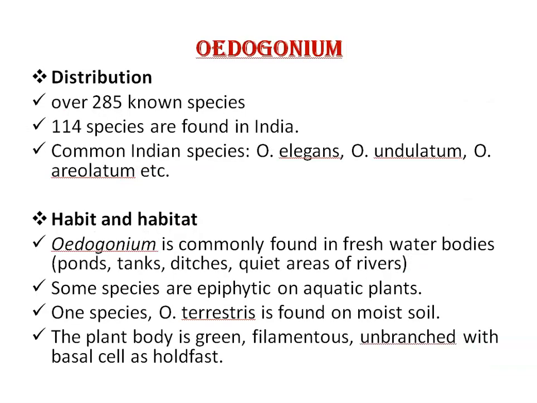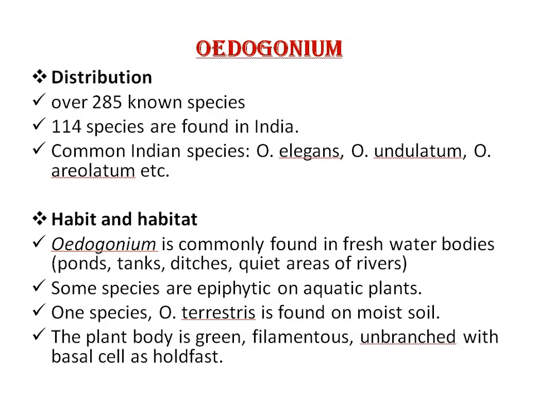Next is distribution and habitat. There are more than 285 species found everywhere, but only in freshwater. In India, more than 114 species are found. The most common Indian species are Oedogonium elegans, Oedogonium undulatum, and Oedogonium areolatum.